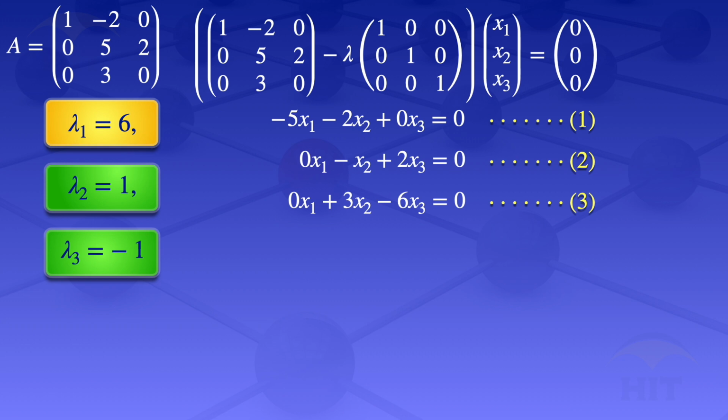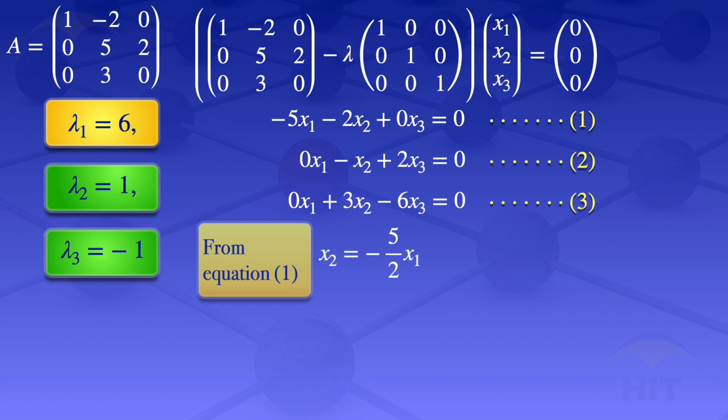But if you look at equation number 1 there, what we will see is that minus 5x1 minus 2x2 is equal to 0. And then I'll go on and try and write x2 in terms of x1. What I always try to do is to write the other variables, the x2, x3, in terms of x1. So x2 is equal to minus 5 over 2 x1. And I'll call that equation number 4.